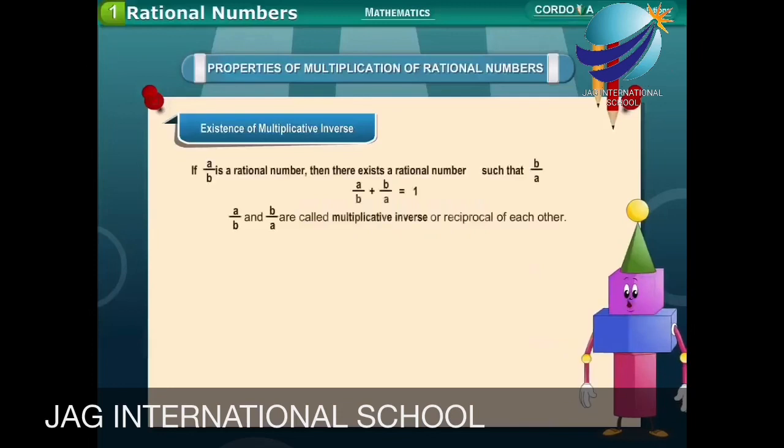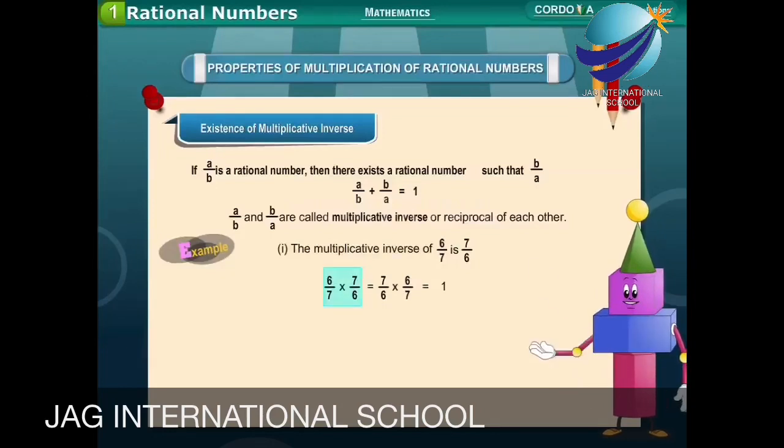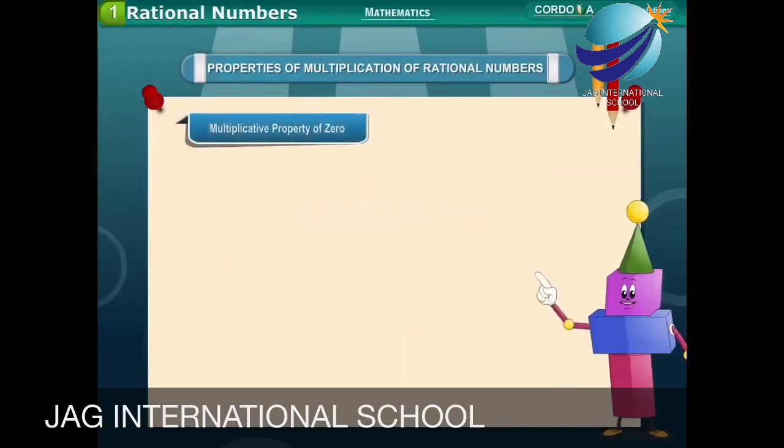Existence of multiplicative inverse. If a upon b is a rational number, then there exists a rational number b upon a such that a upon b into b upon a is equal to 1. A upon b and b upon a are called multiplicative inverse or reciprocal of each other. Example: the multiplicative inverse of 6 upon 7 is 7 upon 6, since 6 upon 7 into 7 upon 6 is equal to 7 upon 6 into 6 upon 7, which is equal to 1.